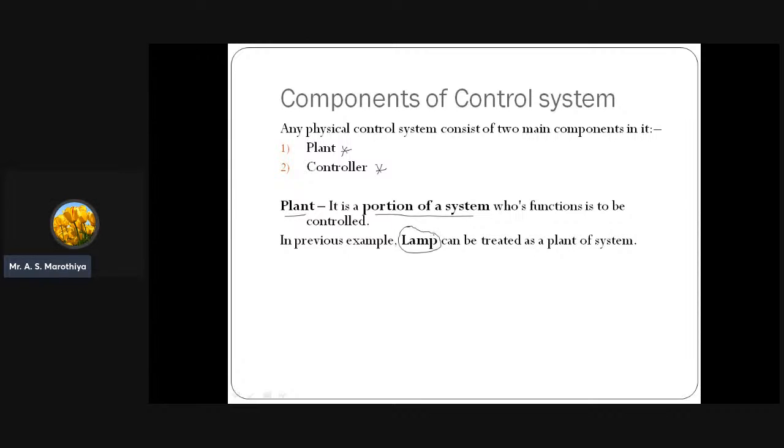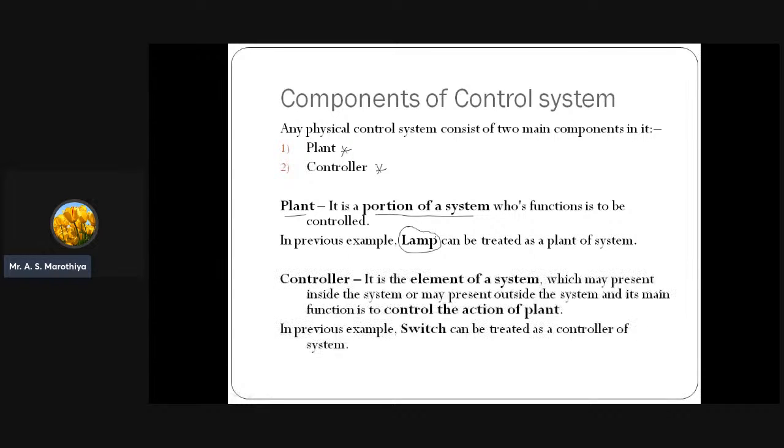So with respect to the previous case, in our system, the lamp or bulb is going to act as the plant of that particular system. Now, what is a controller? From the name itself, it is very clear that it is a kind of device, or you can say element, whose function is to control the action of the plant. So a controller is nothing but an element of a system. This is very important, whose main function is to control the action of the plant.